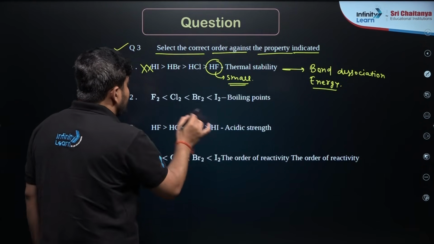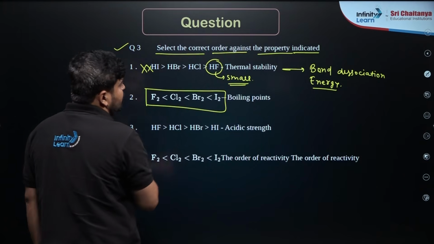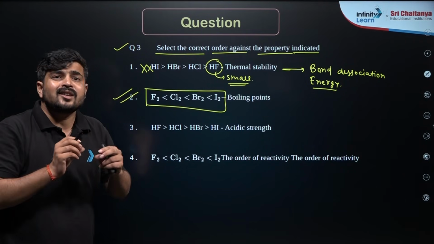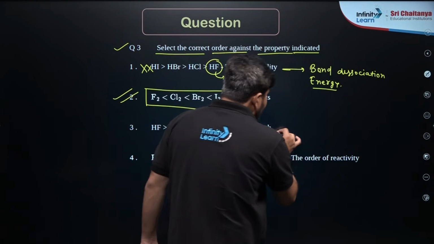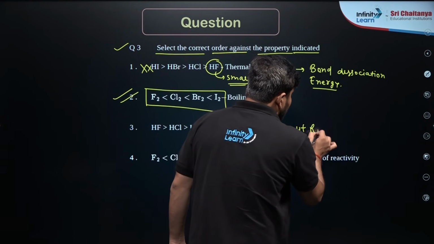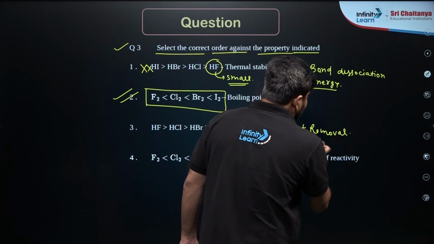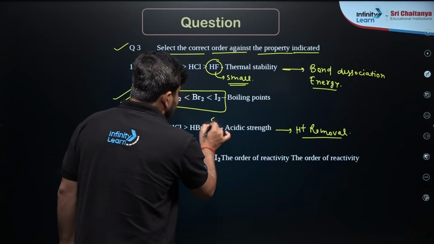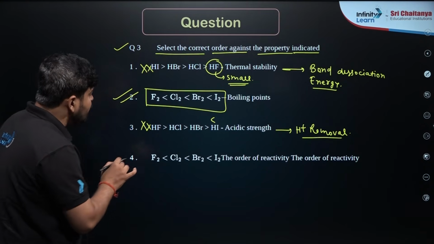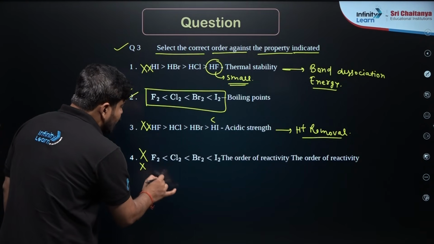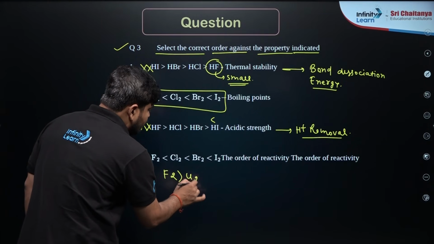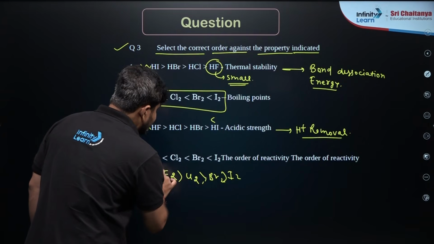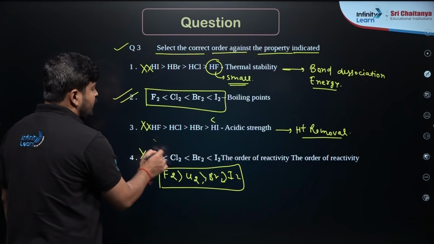Coming to boiling point: van der Waals force increases with increasing size, so this order is correct. Acidic nature basically depends upon the ease of H+ removal, correct or not? This order is also wrong, because we have to move in this direction. Coming here, the reactivity order is also wrong. Why? Because the reactivity order is F2 > Cl2 > Br2 > I2, so we have to follow this order. So this reactivity order is totally wrong.